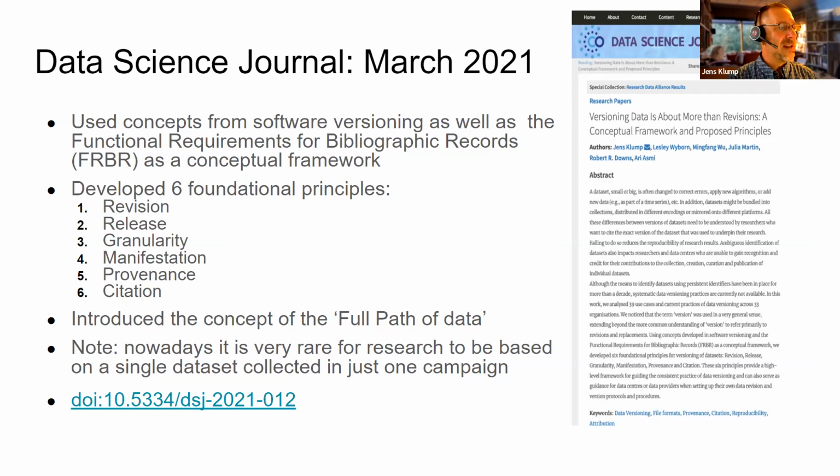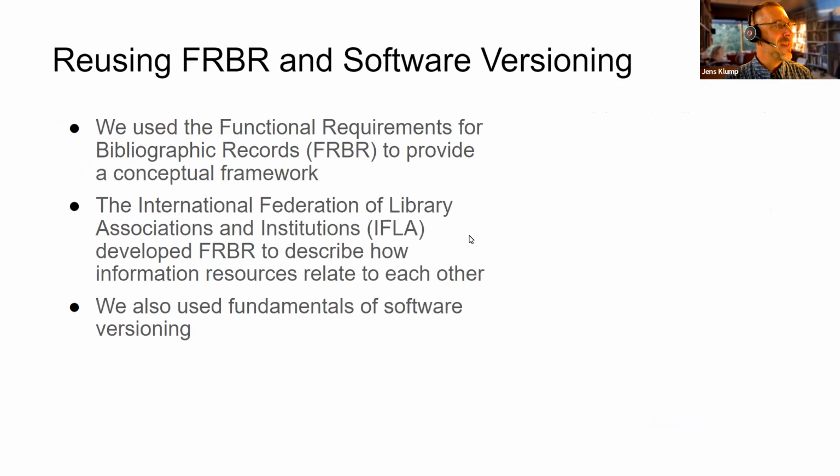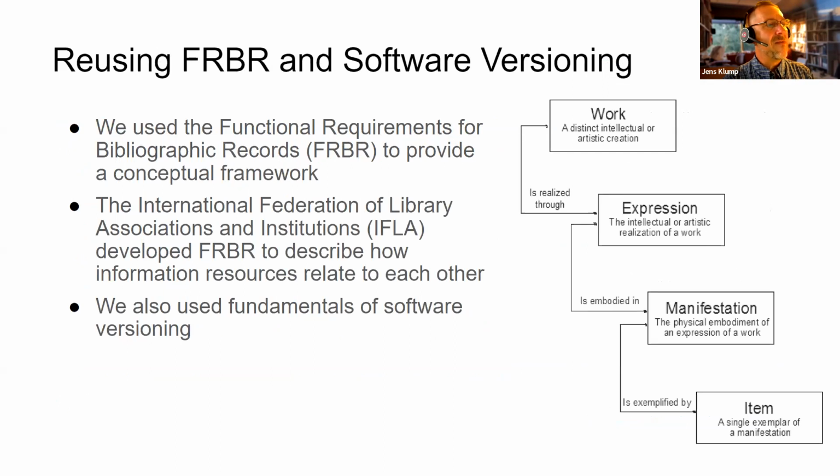And to note that nowadays it's very rare for research to be based on a single data set collected in just one campaign. So the framework, or the lens, that we used to look at versioning, that proved to be quite useful, was the functional requirements for bibliographic records, FRBR for short, and also practices in software versioning.